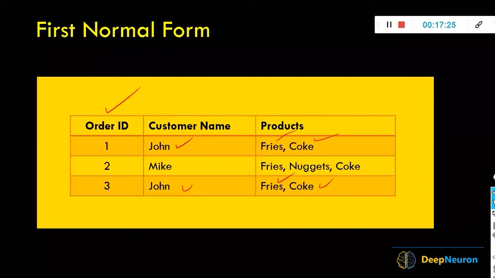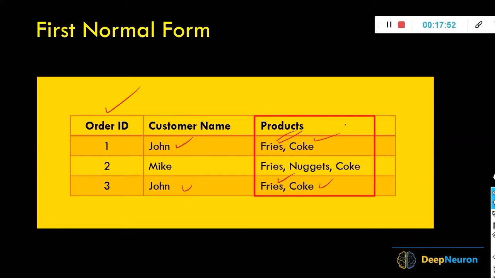Because the order ID is a unique value, here we don't see duplicate values. Here order ID is 1, and this order ID is different. Though the customer name is the same, the order ID is different. By introducing this, we address the duplicate record issue. The next step: the second rule says you are supposed to have a single value in each column. But here you have more than one value.